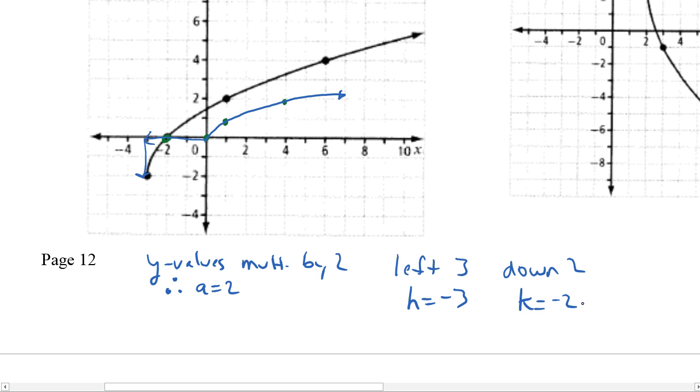Alright, so at the end of the day then I'm going to write this as y is equal to, I'll write my 2 first, times the square root of, the b value is 1 so I don't have to write it, x, and since h is minus 3, I write the opposite, I write plus 3, and then outside of here is where my k value goes, and so it's minus 2. So again, you could check that out if you needed to, and just check your work on Desmos or GeoGebra.